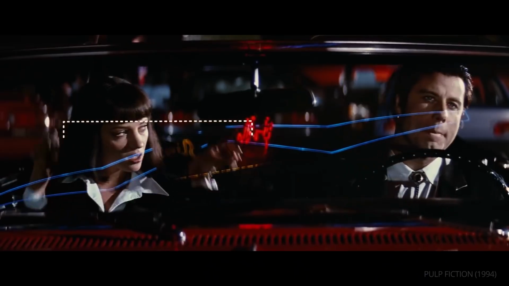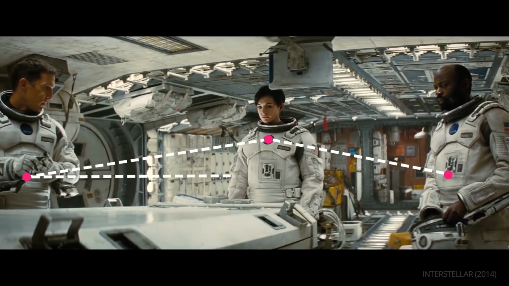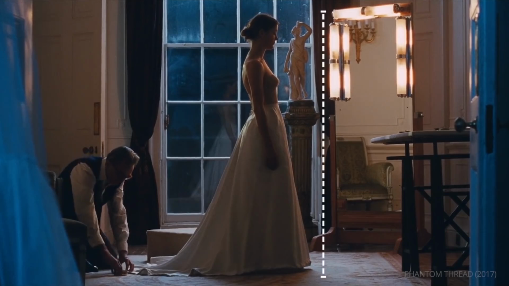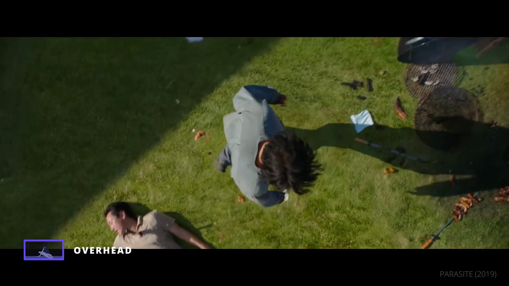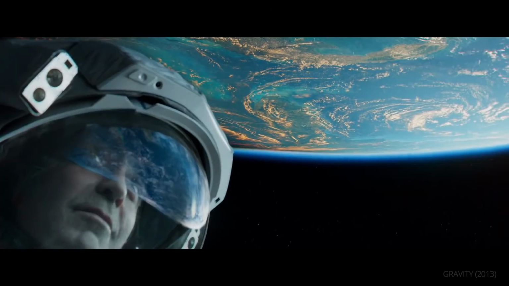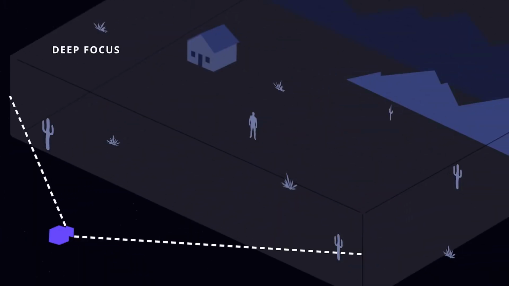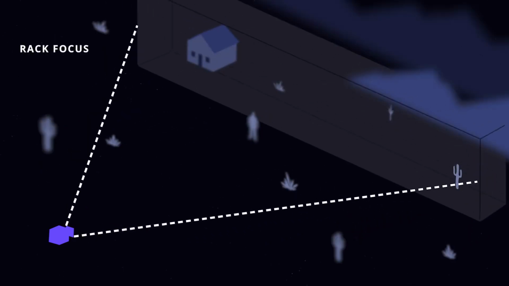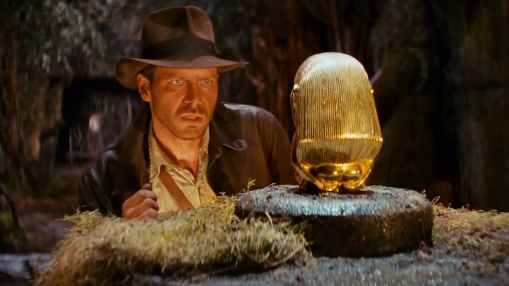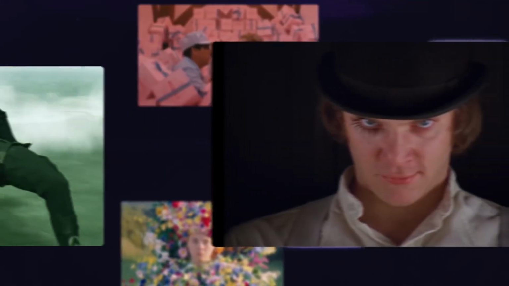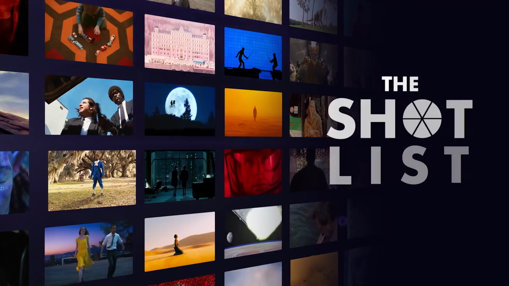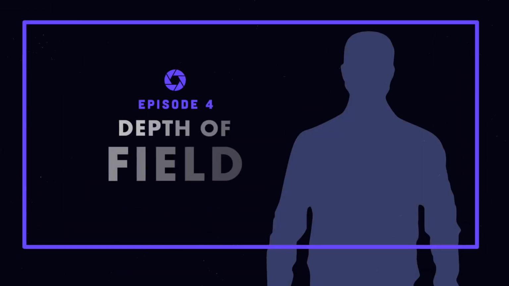In the previous episodes of the Shot List, we broke down the various shot sizes, framing options, and camera angles at a filmmaker's disposal. Now, we turn our attention to the matter of focal length. This is episode 4 of the Shot List. Depth of field.